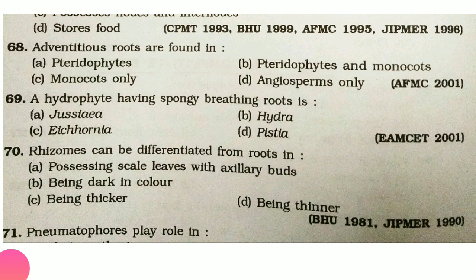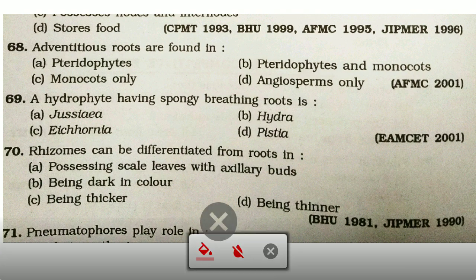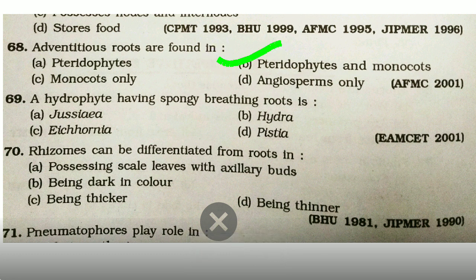Adventitious roots are found in. Can you answer? Yes, the pteridophytes and monocots. Now coming to the next question, a hydrophyte having spongy breathing roots is.